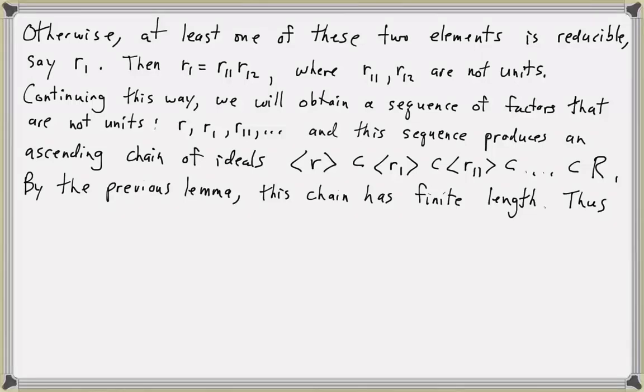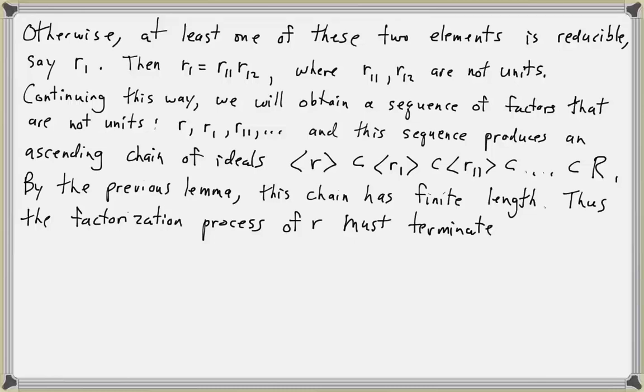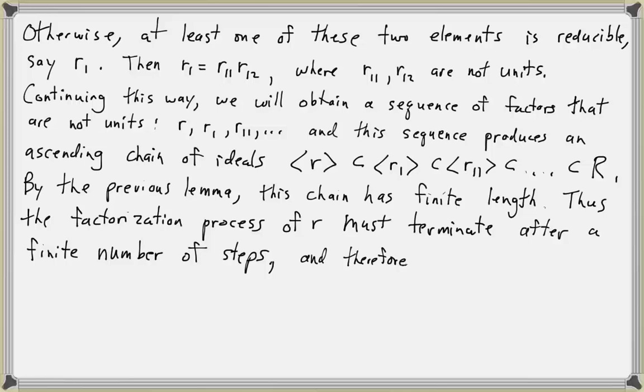So thus the factorization process of r must terminate after a finite number of steps, and therefore we can conclude that every non-zero element of R that is not a unit can be factored into a product of irreducibles.